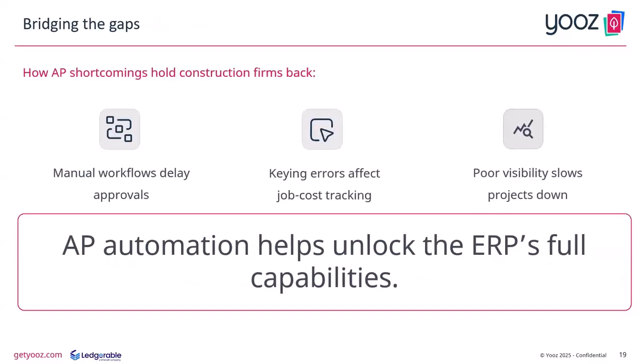So these types of AP shortcomings are holding companies back. Manual AP processes delay approvals and disrupt job costing tracking. I've seen projects fall weeks behind because a subcontractor didn't get paid on time, all due to a lost paper invoice. Don't let AP be the bottleneck.